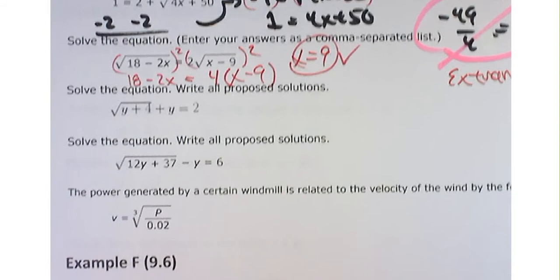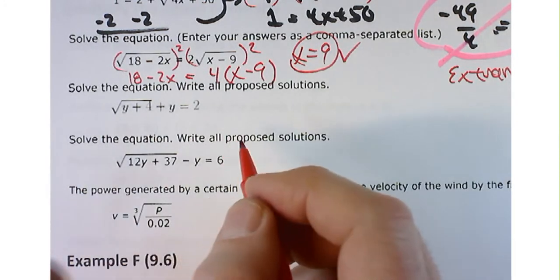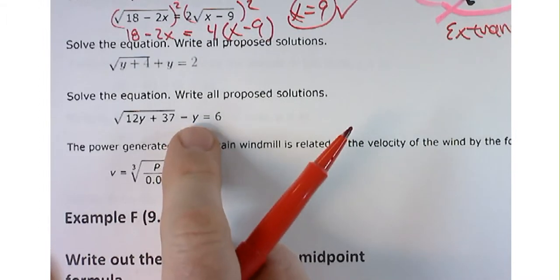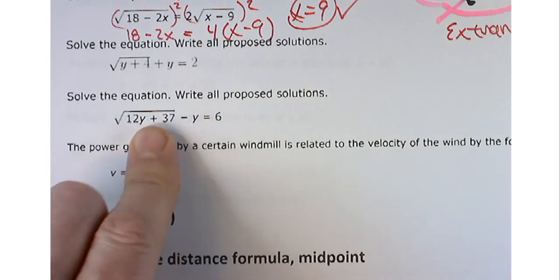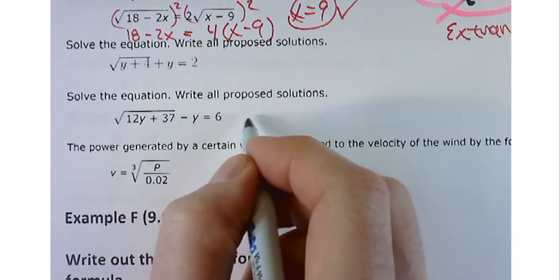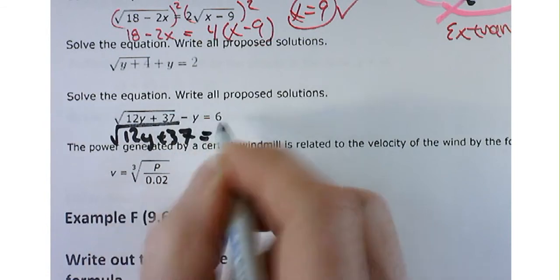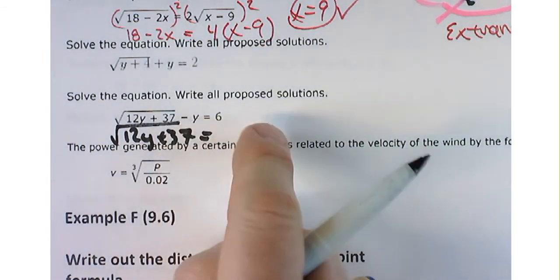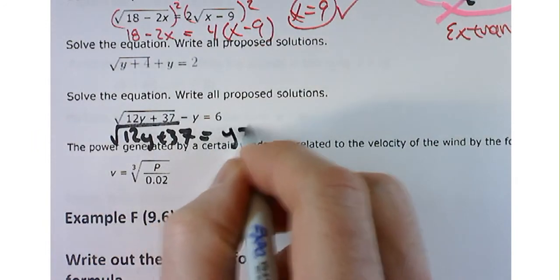So, let's see. Let's do this one. Kind of like the very first problem that I solved in this, you want to get the square root term by itself. So that for me would mean moving that y to the other side. Now when I move that y to the other side, 12y plus 37, if it changes sides, what else changes in it? Signs. So y plus 6.